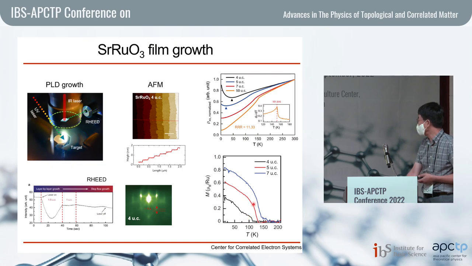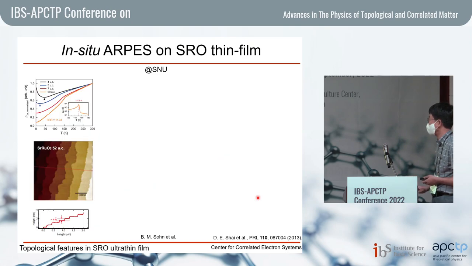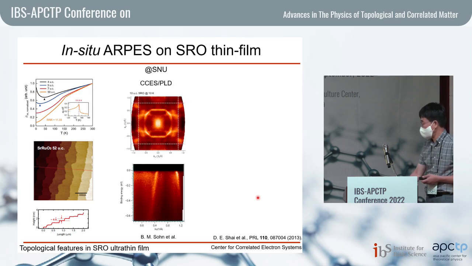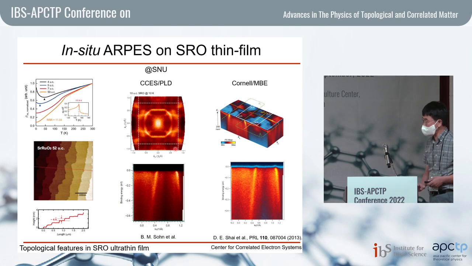We did ARPES measurements on these films, and this is our first map from a 10 unit cell film, and we have nice dispersions here, as you can see. And we can compare our ARPES data with published data in this paper from some time ago. This was grown in MBE, and as far as ARPES data goes, there's not much quality difference, so that means our film is very good, and in situ ARPES works quite nicely.